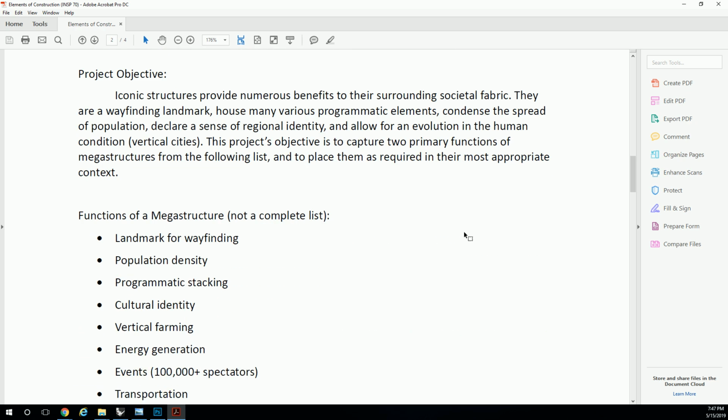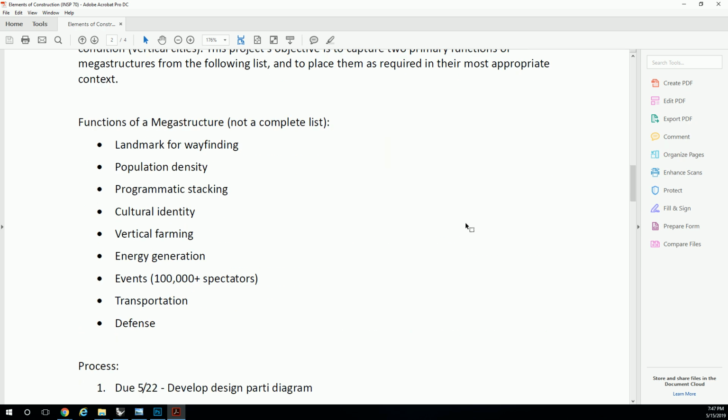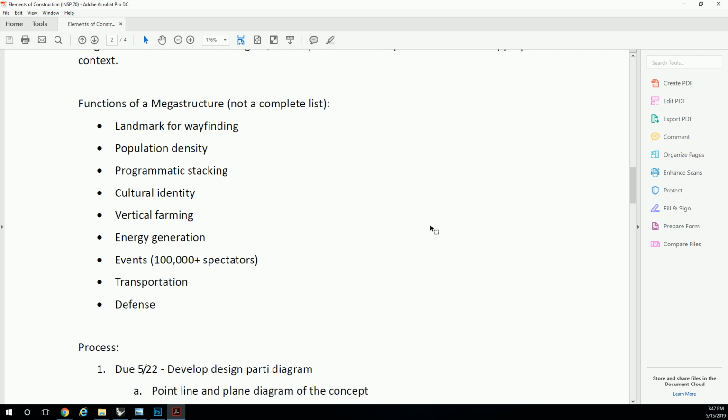So basically, I don't need to read all that, but the functions of a megastructure really can capture a bunch of different qualities of a built space, right? It can be a landmark for wayfinding from place to place. Think back to the design of Paris and how there were these grand avenues that went from major monument to major monument as a method of not only finding your way around the city, but also intimidating others who may be trying to sack the city, right?